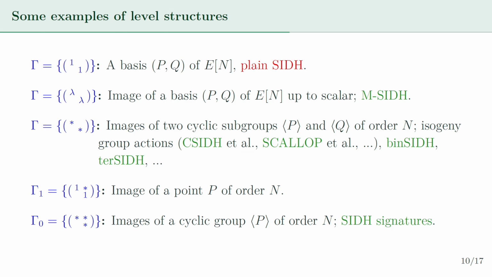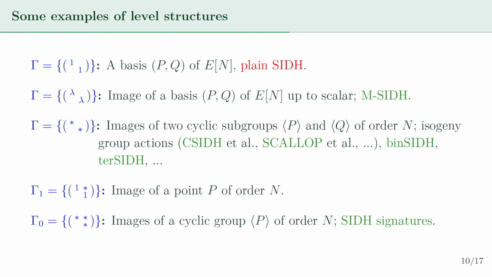So if we look at what group corresponds to what protocol in the field, we can see that the plain SIDH scheme corresponds just to multiplying your torsion points by the identity matrix, which means you give the exact torsion point images of your secret isogeny. If we look at M-SIDH, which is a countermeasure that was suggested against the SIDH attack, then it corresponds to multiplying your torsion point images by a diagonal matrix where the entries are equal.